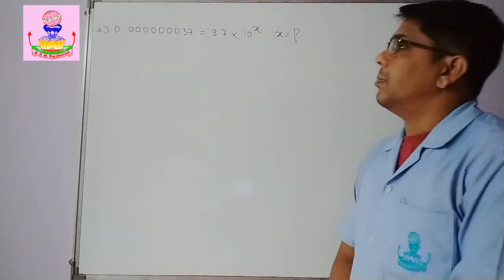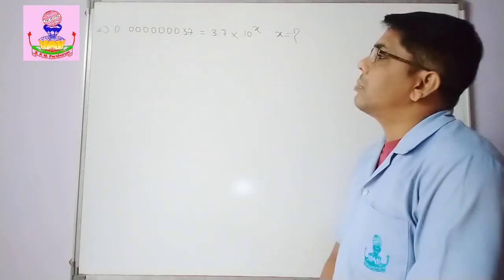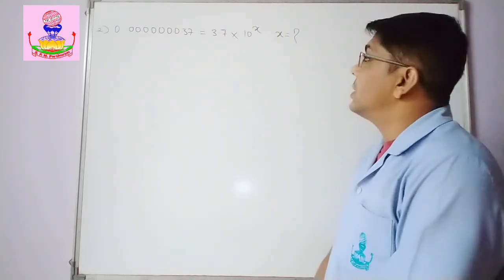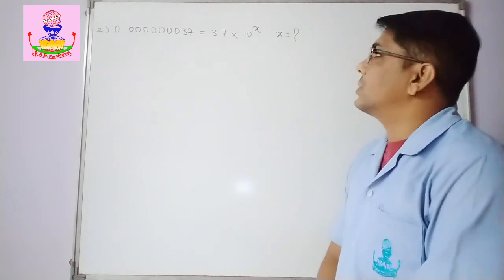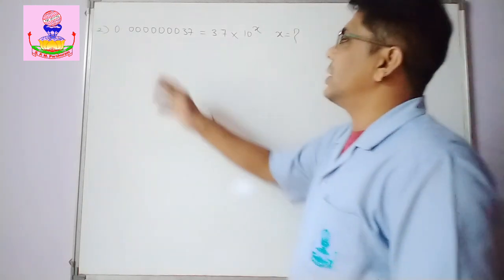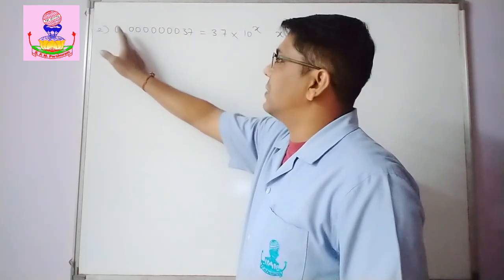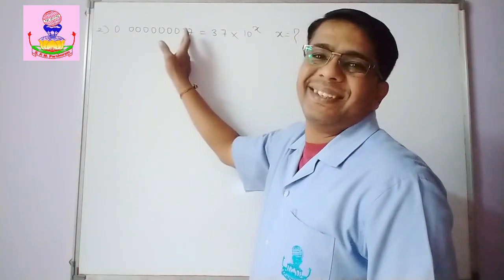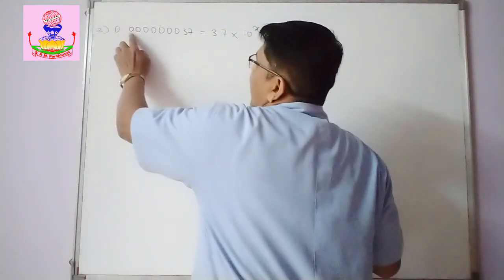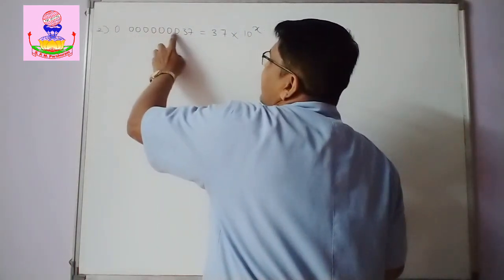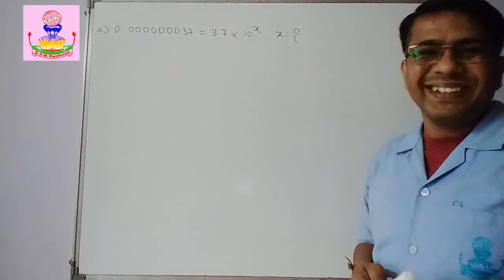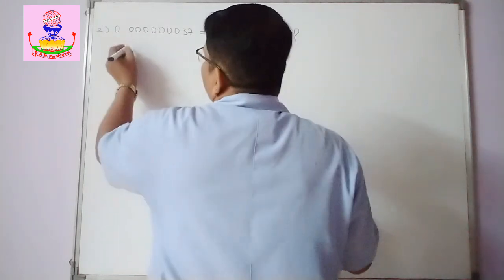Now see the second example: 0.000000037 is equal to 3.7 into 10 raised to x. What is the value of x? Definitely we have to shift this decimal point to this side. So count 1, 2, 3, 4, 5, 6, 7, 8. I have to shift my decimal point by 8 digits, so it will be like this.